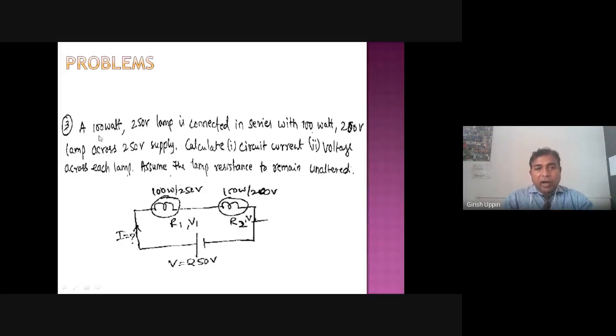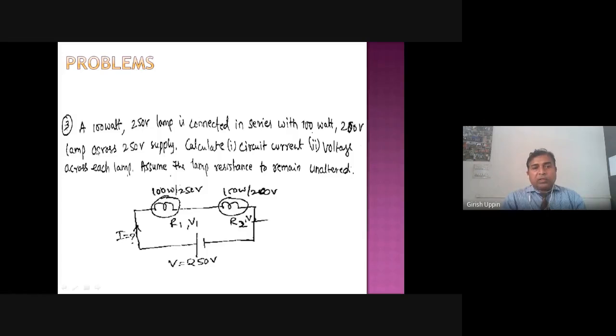A 100 watt 250 volt lamp is connected in series with a 100 watt 200 volt lamp across a 250 volt supply. Calculate the circuit current and the voltage across each lamp. Assume the lamp resistance remains unaltered, which means with temperature the resistance will not change, so we have to assume the resistance will remain the same.